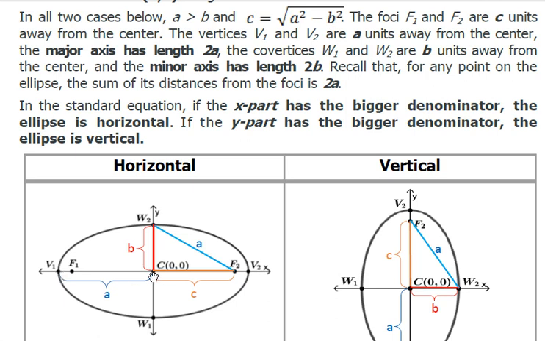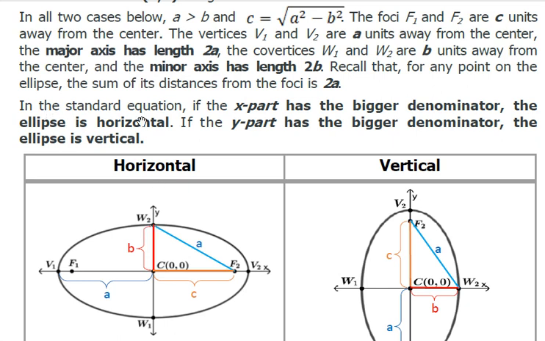For the center, it's here, and F1 or focus 1 of the ellipse and F2 are collinear with the center and the two vertices, as explained in the first video. The co-vertices W1 and W2 are B units away from the center. The endpoints of the co-vertices determine the minor axis, and the length of the minor axis is 2B.